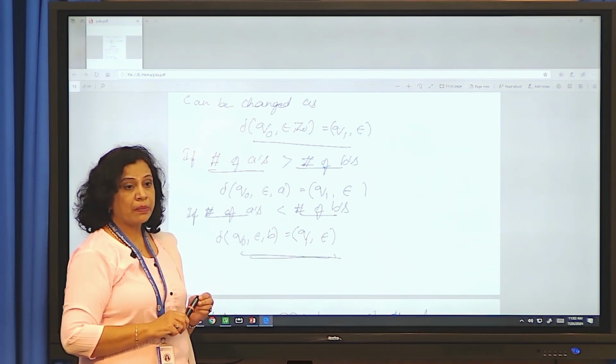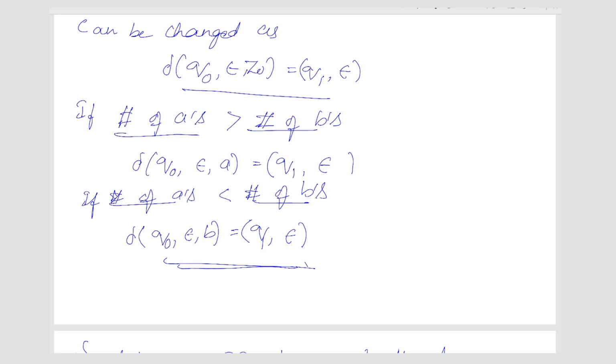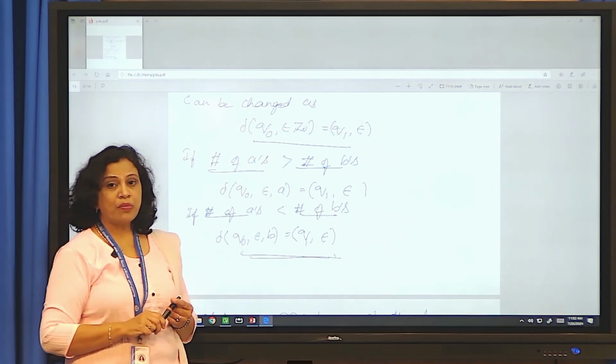The same question can be asked in three ways. Number of A's equal to number of B's, number of A's greater than number of B's, number of A's less than number of B's. So that is about this problem.